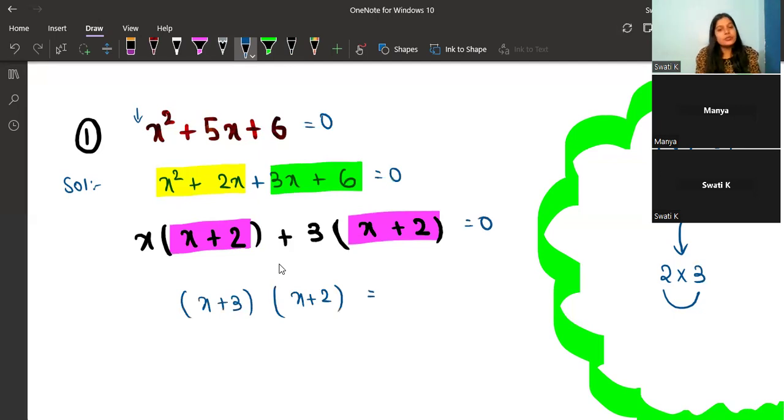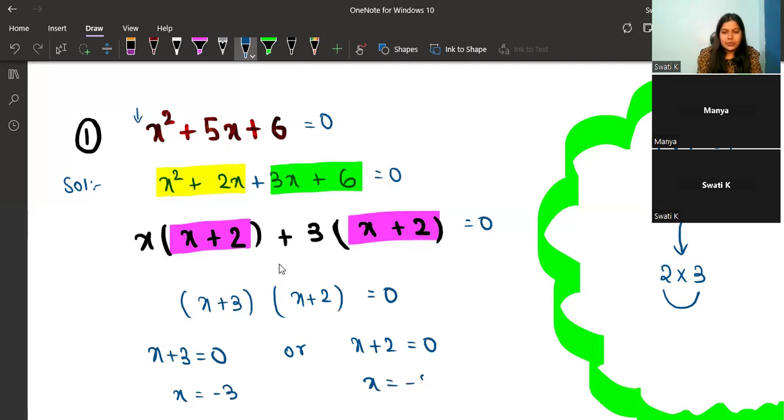Everything is equal to 0 because we ultimately have to find out the value of x. So after this, what was the step, Manya, if you remember? X plus 3 equals 0. Very good. Or x plus 2 equals 0. So what is the value of x? X equals minus 3, and here x is equal to minus 2. I think it's very clear, right?